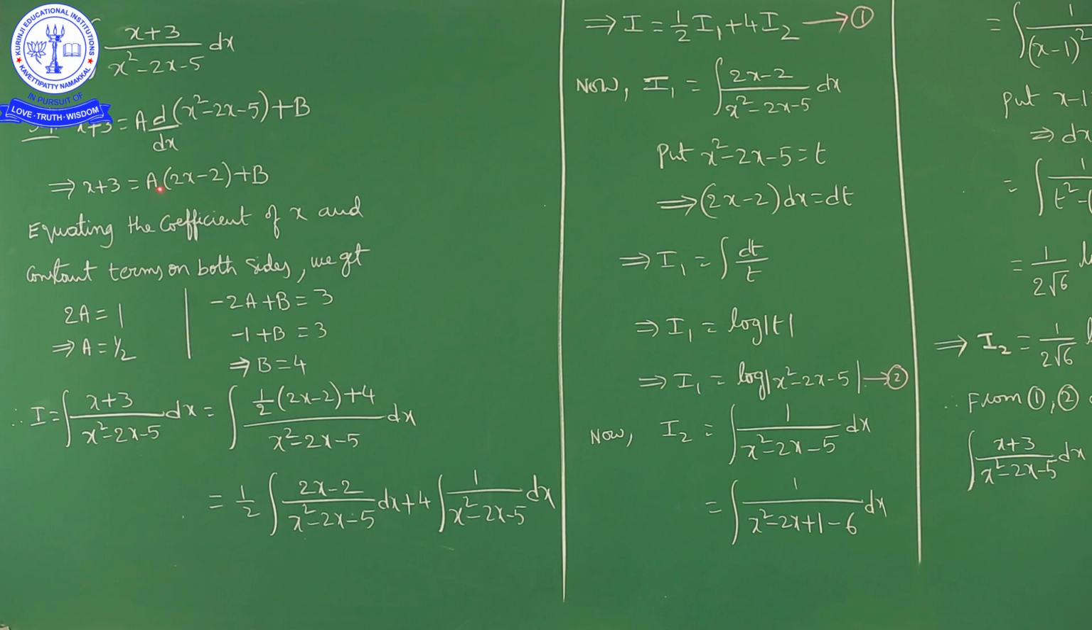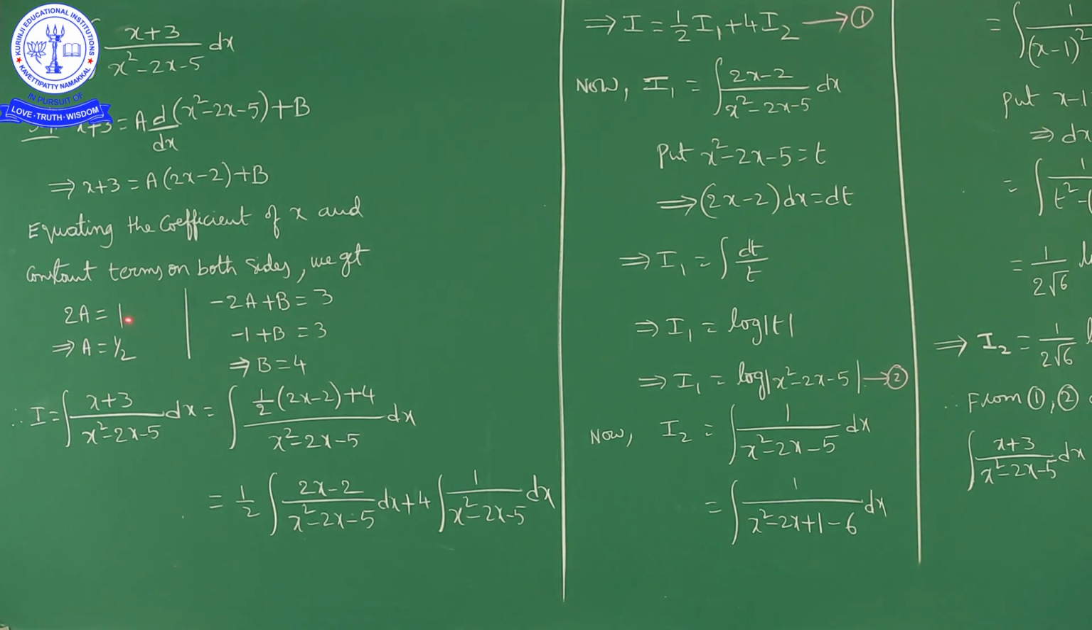So x plus 3 is equal to a into the derivative of this part. What is it? X square derivative 2x, minus 2x derivative minus 2, minus 5 derivative 0. So overall a into 2x minus 2 plus b. Now to find a and b, equate the coefficient of x on both sides and equate the constant term on both sides. Coefficient of x, left hand side is 1, right hand side 2a. So 2a is equal to 1, so a is equal to 1 by 2. Now constant term, left hand side is 3, right hand side minus 2a plus b.